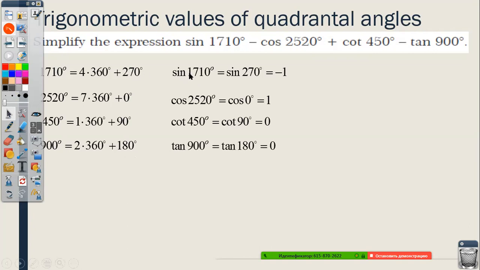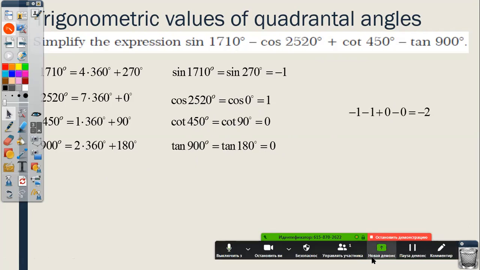Now sine 1710 is equal to sine 270, so it is minus 1. Cosine 2520 is cosine 0, it is 1. Cotangent 450 is cotangent 90, it is 0. Tangent 900 is tangent 180, it is also 0. So if we add them, it will be minus 1 plus 0, minus 0, so it is minus 2. So that's all. This was trigonometric values of quadrantal angles.